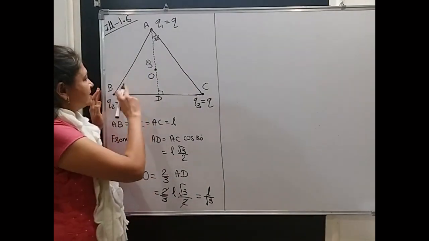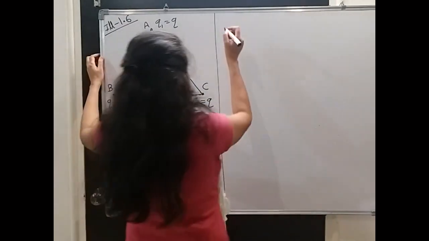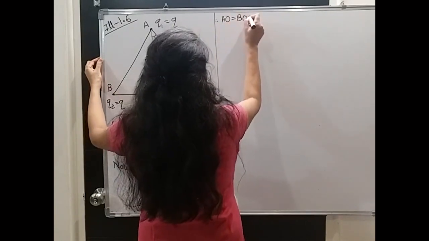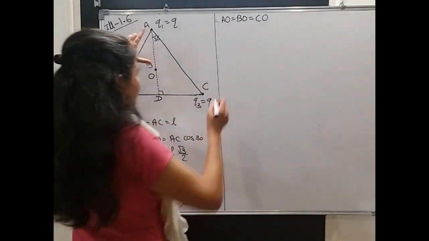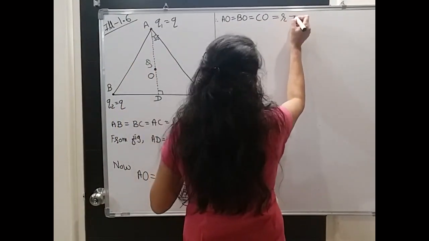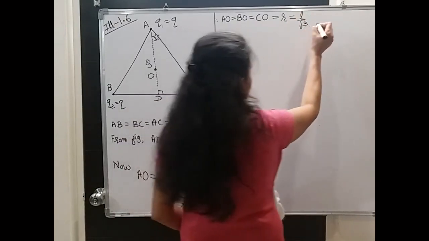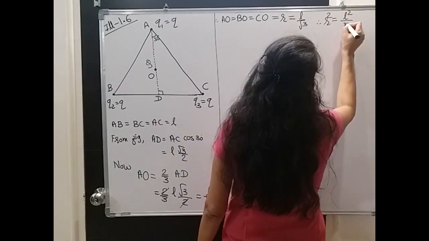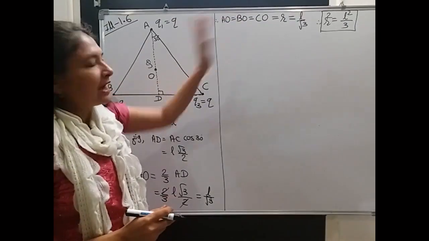And here the distance of all the vertices from the centroid will be the same. So therefore AO is equal to BO equal to CO. AO, BO and CO, and we generally mention the distance between two charges as r. So this is my r, and this will be L by root 3. As r is L by root 3, my r square will be L square by 3. I have to use this for calculating the force. So r has been calculated.